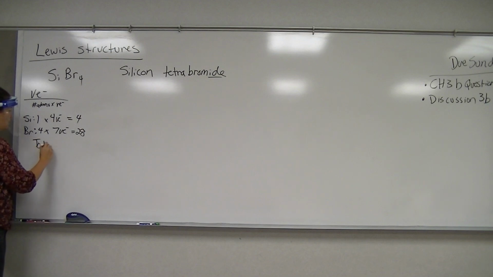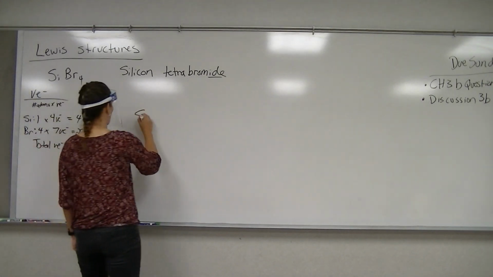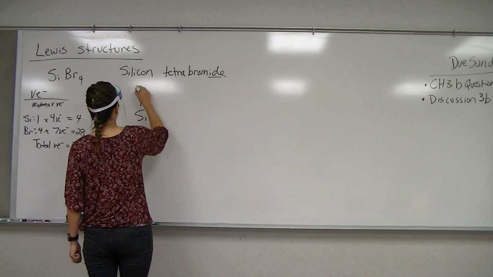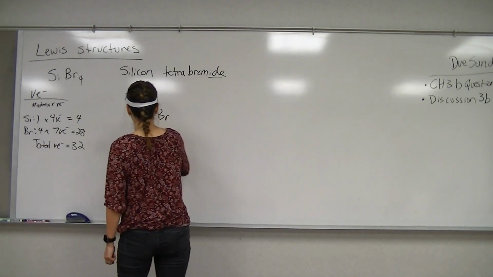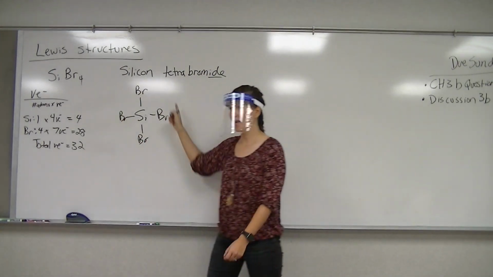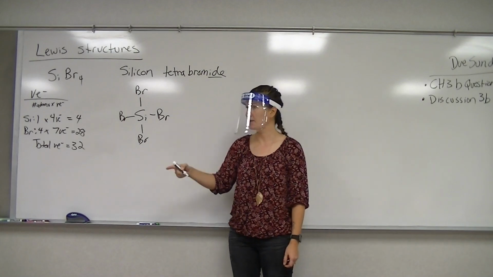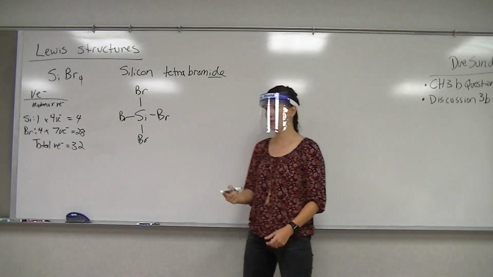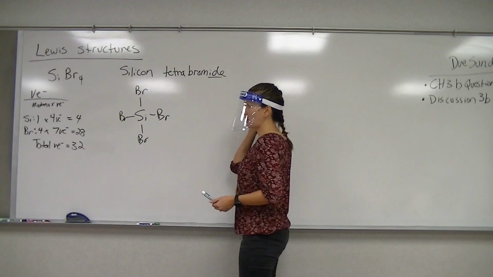So my total is 32. So that means when I go over here, I have 32 electrons that I can use to make everybody happy. I can't use any more, and I can't use any less. I have to use them all. So how do we apply those?